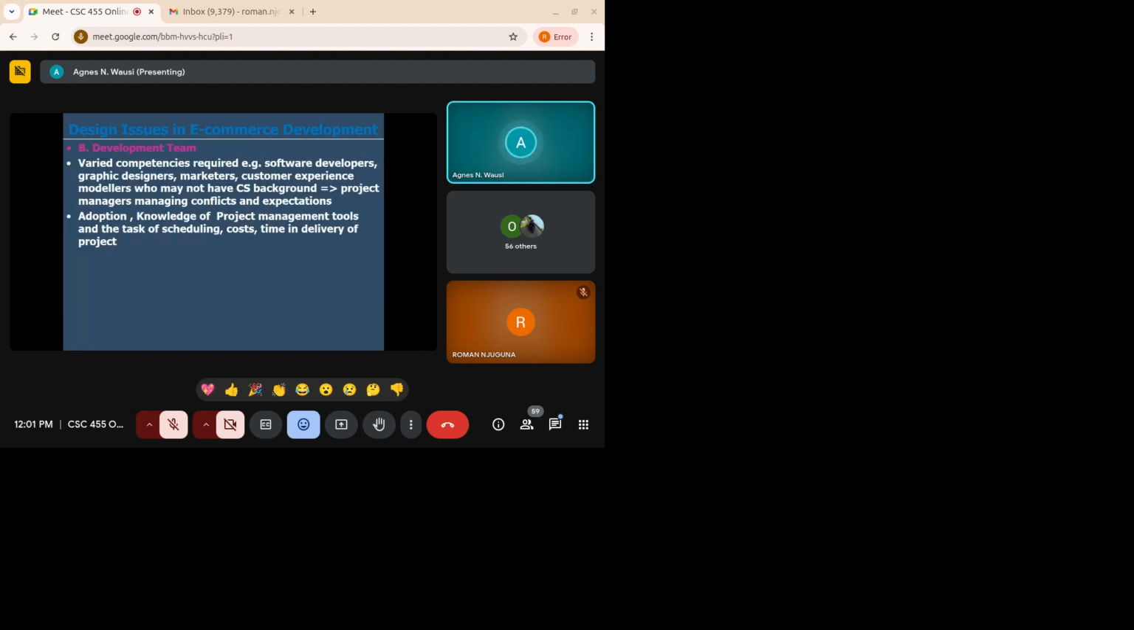So that's to do with the high level design issues. Then the other critical issue that this paper discusses is about the development team. In terms of the development team, I think we have talked here and there about it, that you have different people involved in mapping out, perhaps, the customer experience.